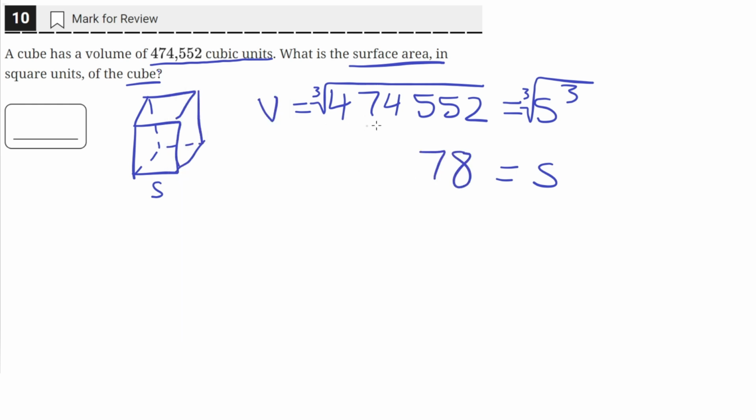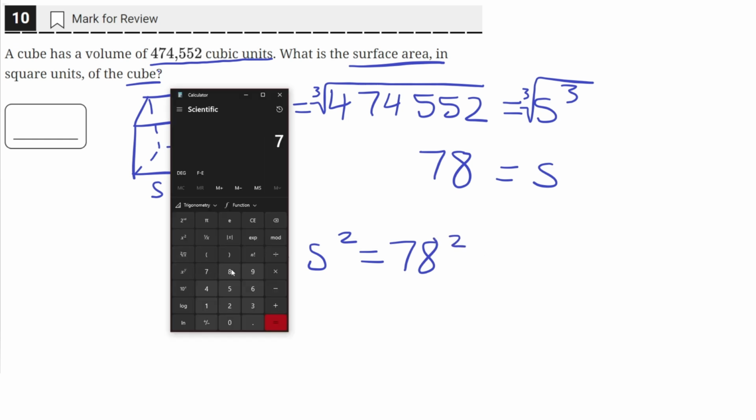So the cube root of 474,552 is just 78. So that means each side has a length of 78 units, and we can use that to find the surface area of a cube. So the area of one side of a cube is just equal to side squared. So that's just going to be 78 squared. So 78 times 78 is equal to 6,084.